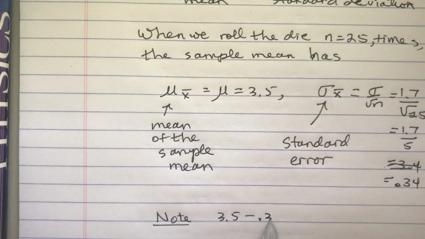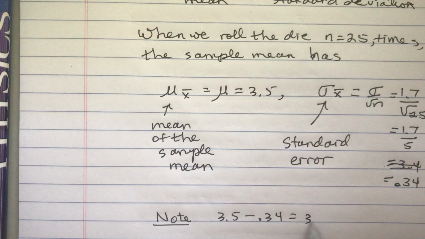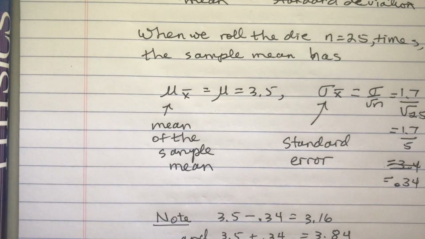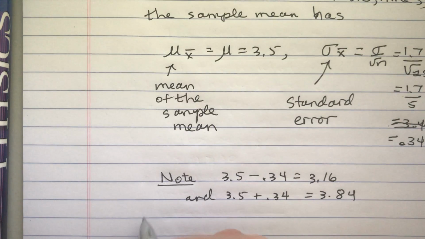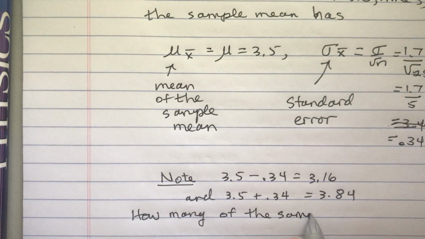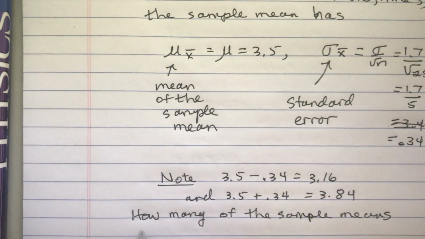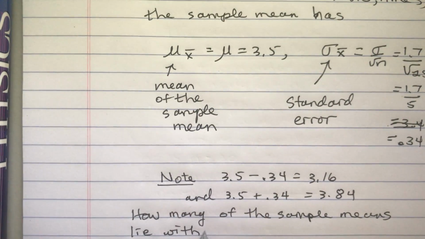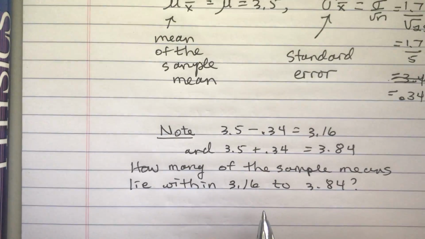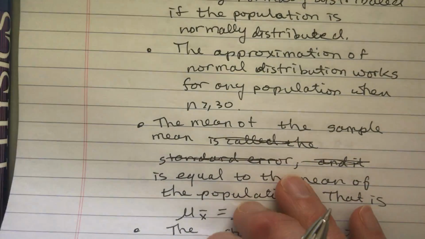So note that 3.5 minus 0.34 is equal to 3.16, and 3.5 plus 0.34 is equal to 3.84. How many of the sample means lie within 3.16 to 3.84? Let's check that out to see whether what I was talking about makes sense, or whether it was all nonsense.